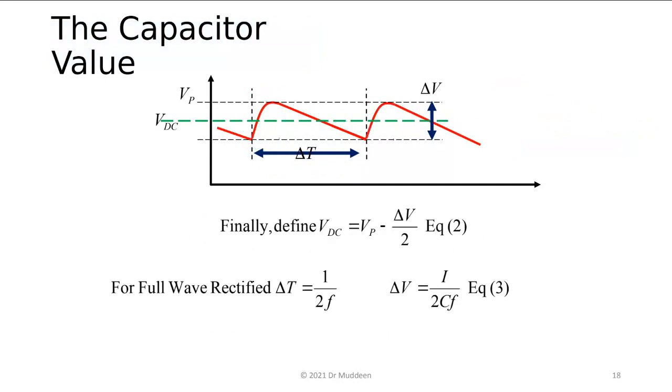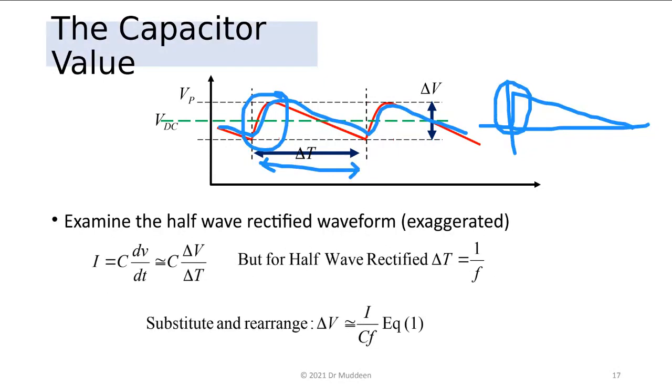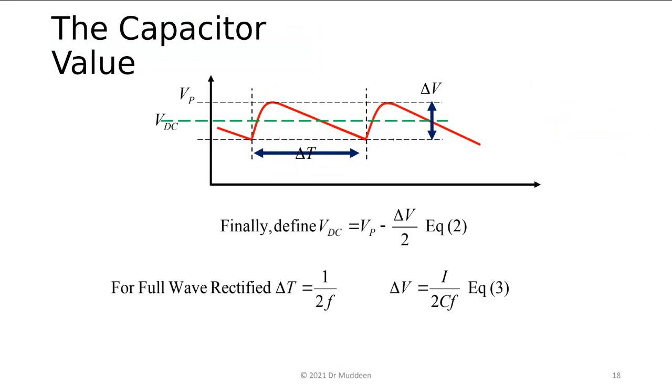And then we can do the same thing for the full wave. Actually, just now, before I do that, let me go back here a second. So we have delta V, and what we can say therefore is that our DC value, which is the green line here, we estimate as the peak value minus half of that fluctuation. So delta V is going here.